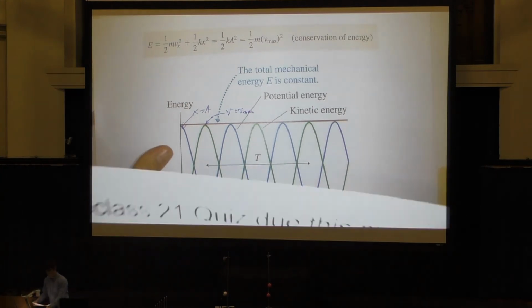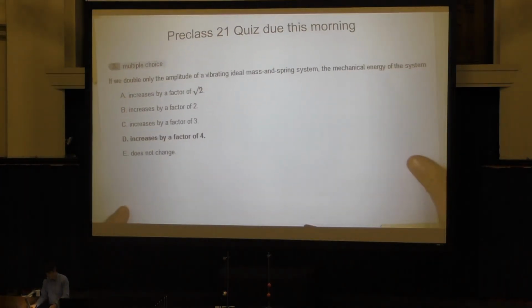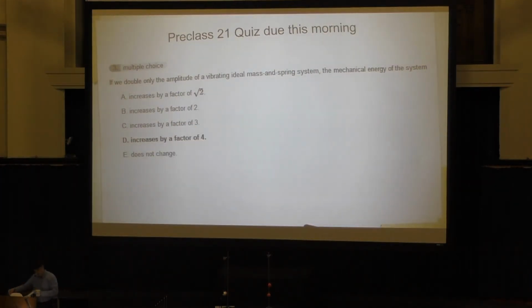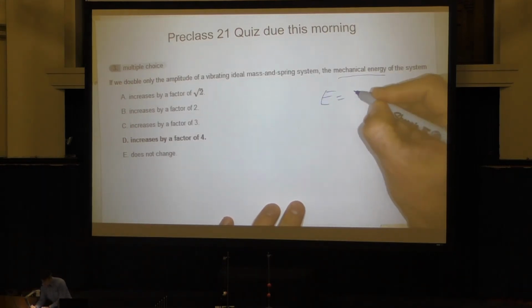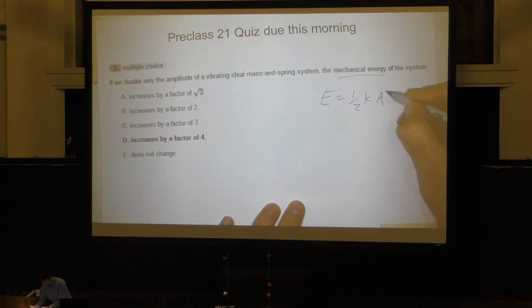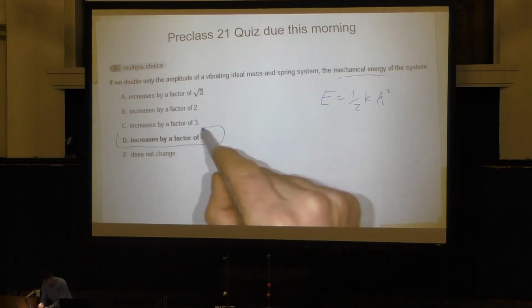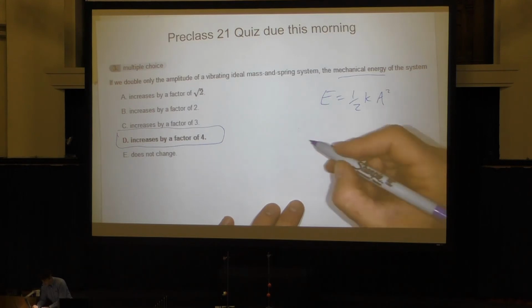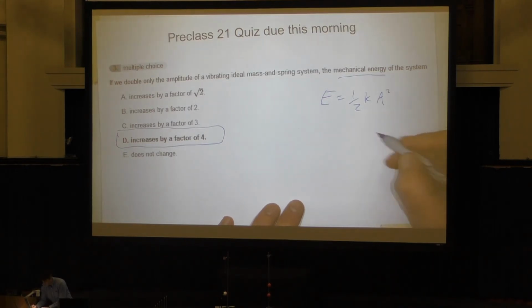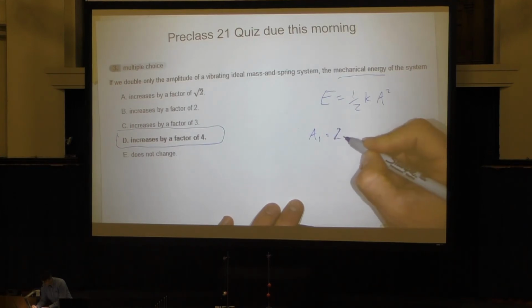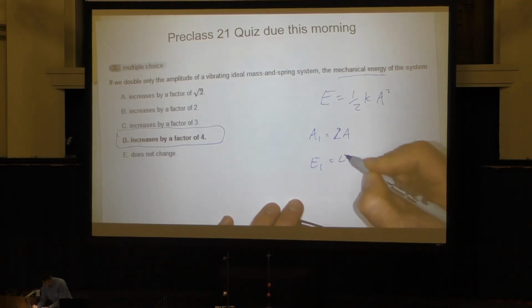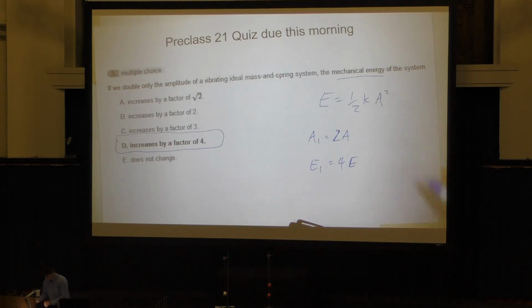And there was a quiz from this morning which said that if you double the amplitude of a vibrating ideal mass and spring system, the mechanical energy of the system, which is E equals 1/2 k times A squared, will go up by a factor of 4. You just plug a 2 in there. So A1 equals 2A, so E1 equals 4E. Something like that.